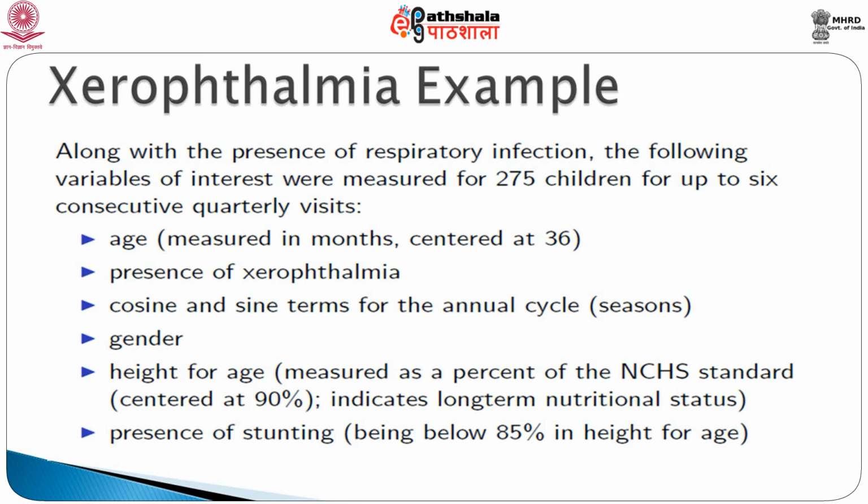The following variables of interest were measured for 275 children for up to 6 consecutive quarterly visits. So it's basically a longitudinal type of observations, binary longitudinal data. And we have the covariates age, presence of xerophthalmia. This is the response or outcome, and then cosine and sine terms for the annual cycle, gender, height for age, and presence of stunting.